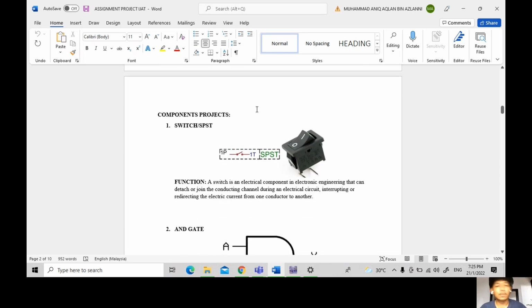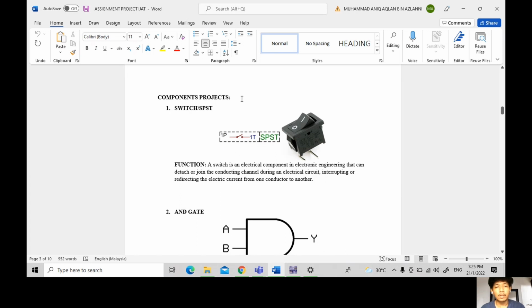So this project uses these components. First, I use a switch or SPST. The function of a switch is that a switch is an electrical component in electronics engineering that can detach or join the conducting channel in an electrical circuit, interrupting or redirecting the electric current from one conductor to another.